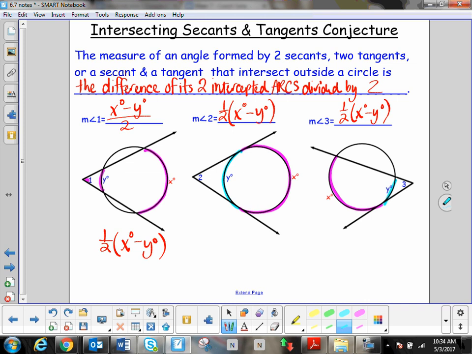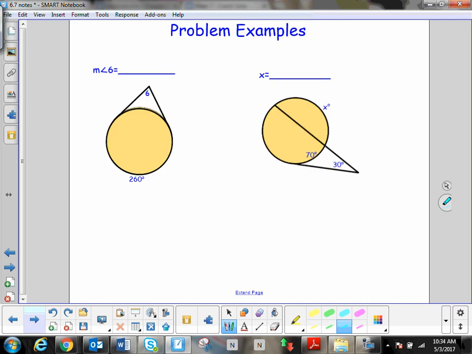So again, I don't see it as three different conjectures. They're pretty much the same, just different lines, either secant or tangent. Any questions about this conjecture? No? All right, let's do a couple of problems, and then you'll have the rest of the time to work on your assignment. Let's look at this one here. I've got to find the measure of angle 6. Tell me, let's go with Shane, how to find the measure of angle 6.